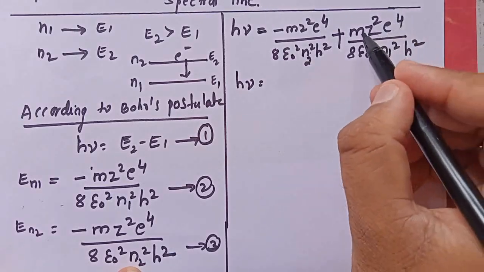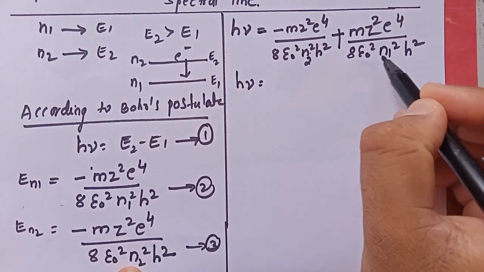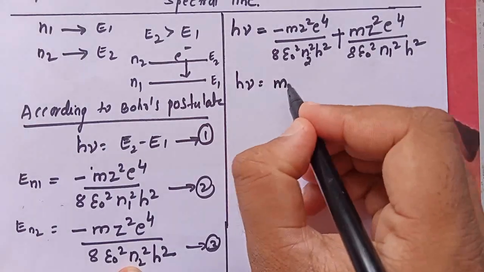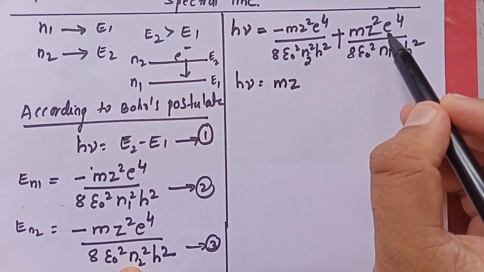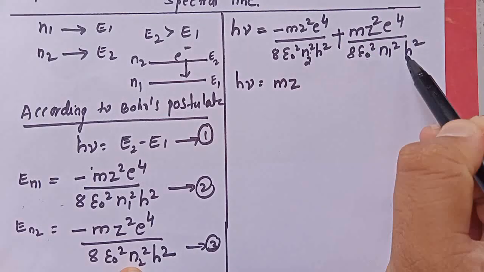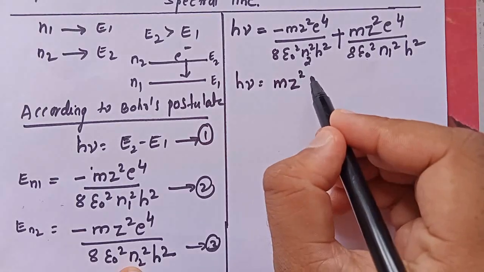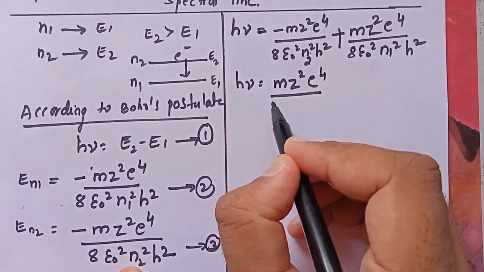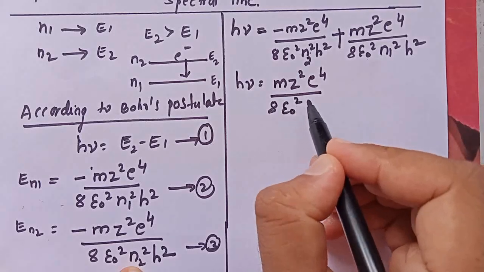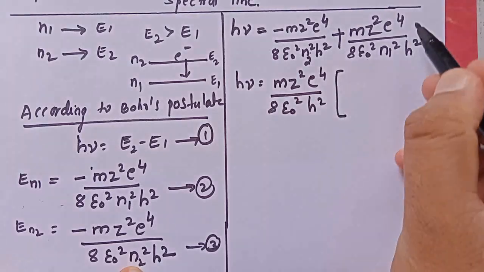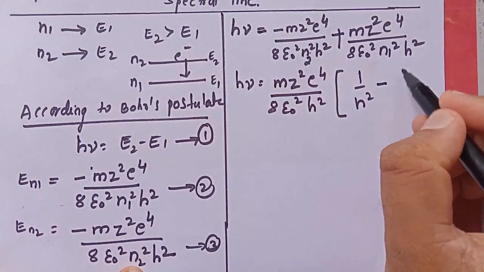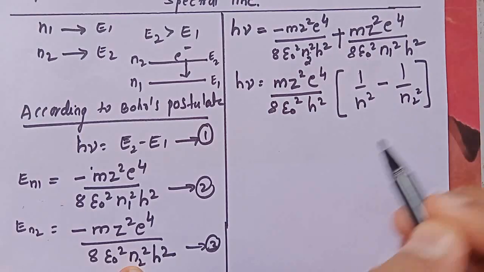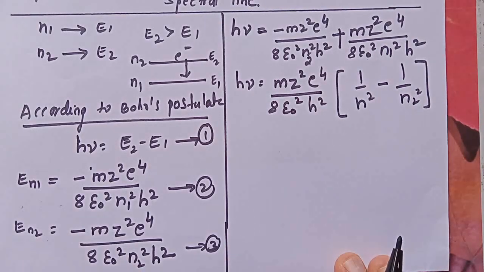By taking m z square e raised to 4 over 8 epsilon naught square h square as common in both the terms, the constant terms are m z square e raised to 4 over 8 epsilon naught square h square. Therefore, m z square e raised to 4 divided by 8 epsilon naught square h square is taken common. So first I will write this term, 1 divided by n1 square, then the minus term, minus 1 divided by n2 square. So this is the equation we have got here, right?